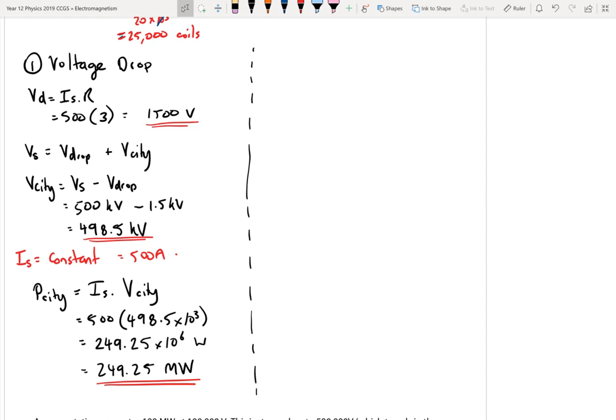Shall I keep going with... No, let's look at the second... I just decided to mix stuff up a little. Let's look at the second way that you could solve this.